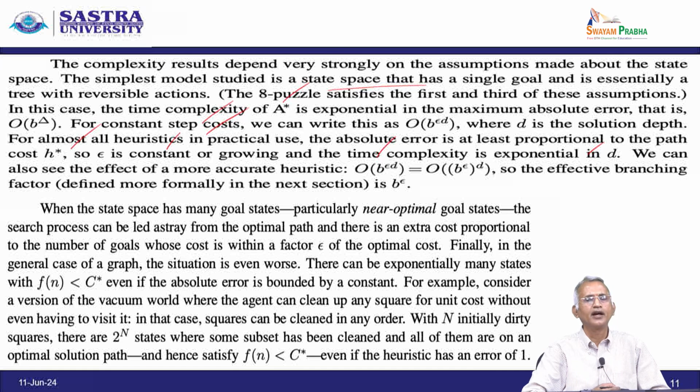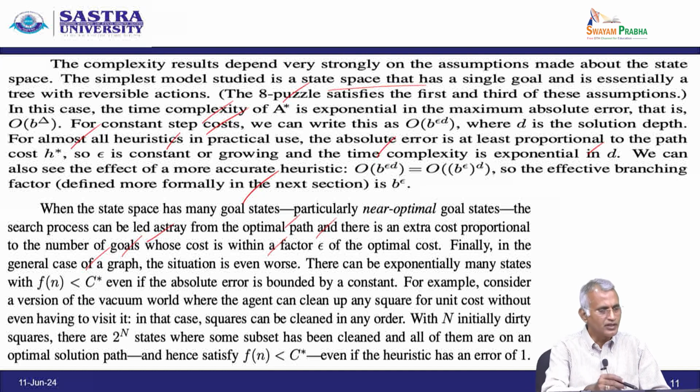Finally, to conclude: when the state space has many goal states, particularly near optimal goal states, the search process can be led astray from the optimal path, and there is an extra cost proportional to the number of goals whose cost is within the factor epsilon of the optimal cost. Finally, in the general case of the graph, the situation is even worse. There can be exponentially many states with f of n less than epsilon c star, even if the absolute error is bounded by the constant.